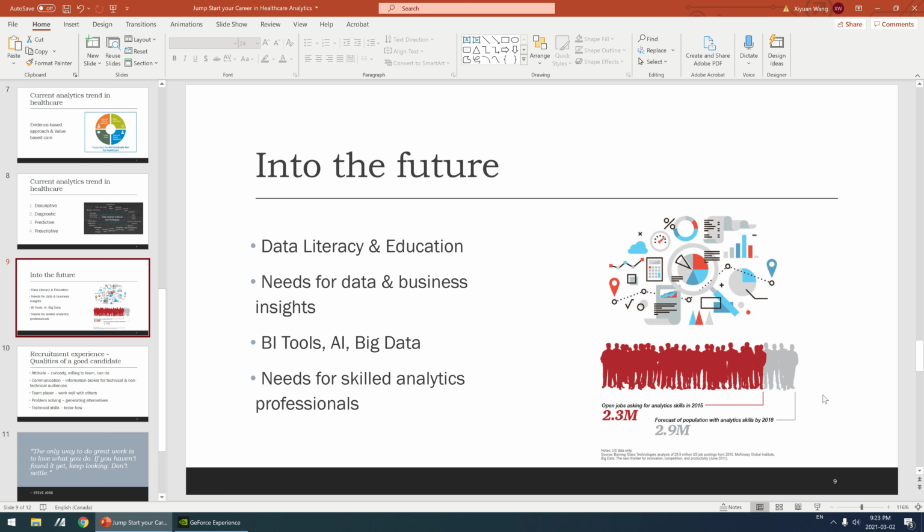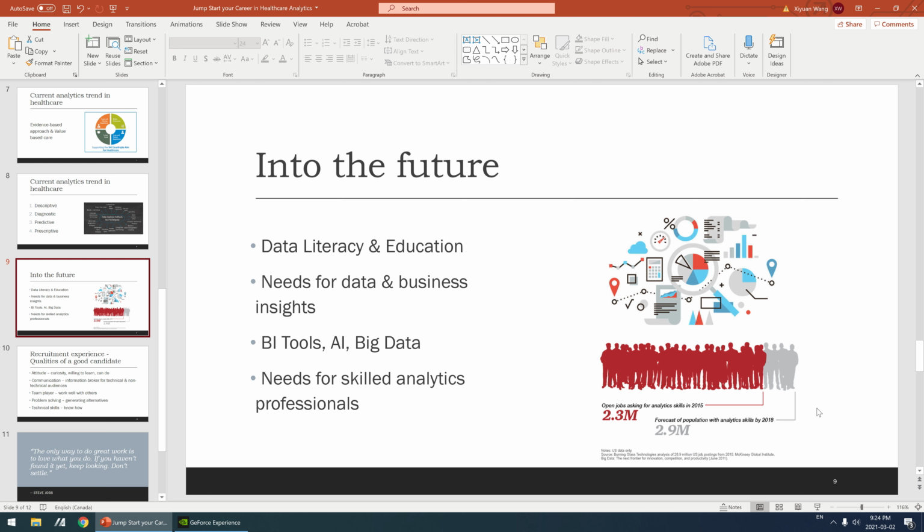So on the right side of this picture, I just want to talk about that. This is a report done by PwC, PricewaterhouseCoopers. They looked at the job market. For example, in 2015, open jobs asking for analytic skills numbered 2.3 million, and then in 2018, that number just grew.